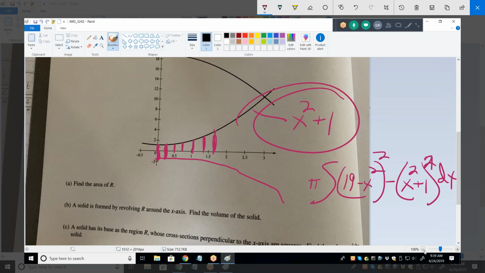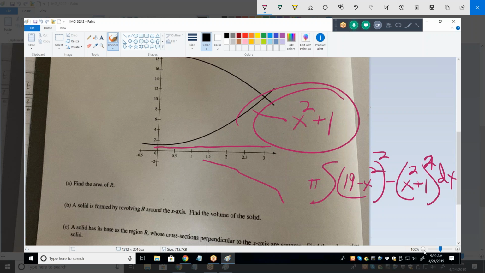I think the situation you were referring to is when you are rotating it about a line that is not the x-axis. Let's say we're rotating it about the line x equals 1/2, about this line right there. Now little r is not x squared plus 1. It's x squared plus 1 minus 1/2.